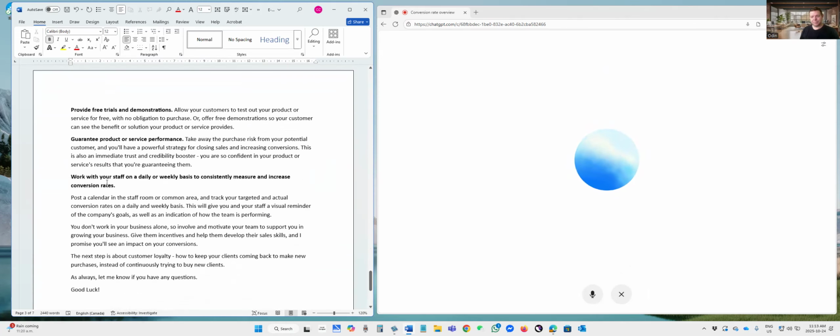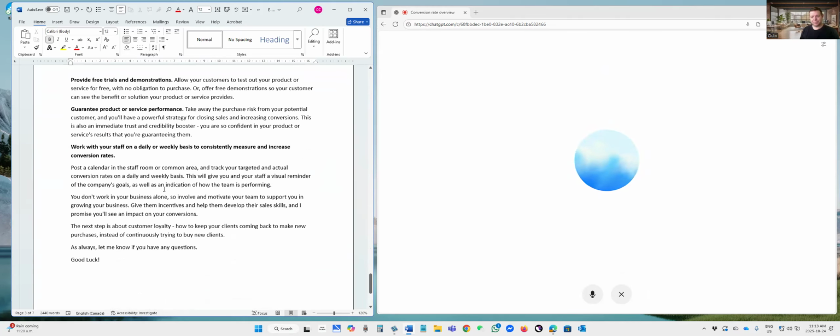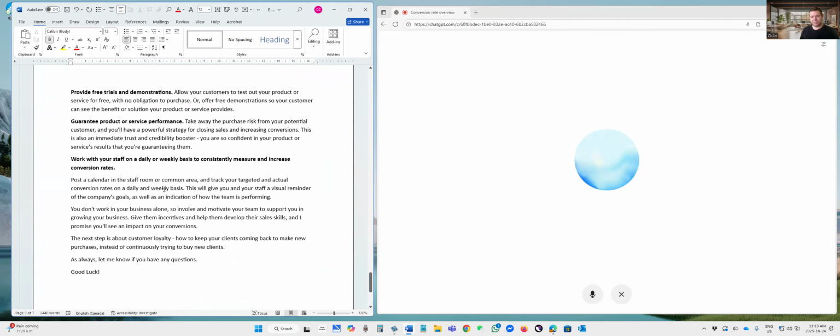Work with your staff on a daily or weekly basis to consistently measure and increase conversion rates. Post a calendar in the staff room to track targeted and actual conversion rates, and involve your team in supplying the data. The next step is about customer loyalty, how to keep your clients coming back to make new purchases instead of continuously trying to find new clients.